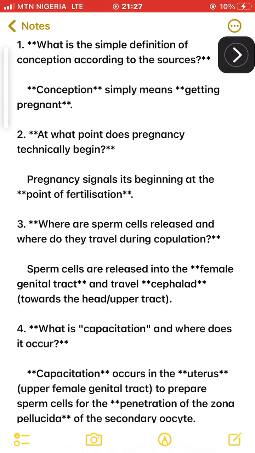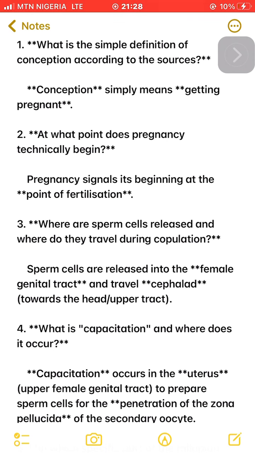1. What is the simple definition of conception according to the sources? Conception simply means getting pregnant. 2. At what point does pregnancy technically begin? Pregnancy signals its beginning at the point of fertilization. 3. Where are sperm cells released and where do they travel during copulation? Sperm cells are released into the female genital tract and travel cephalad, towards the head-upper tract.